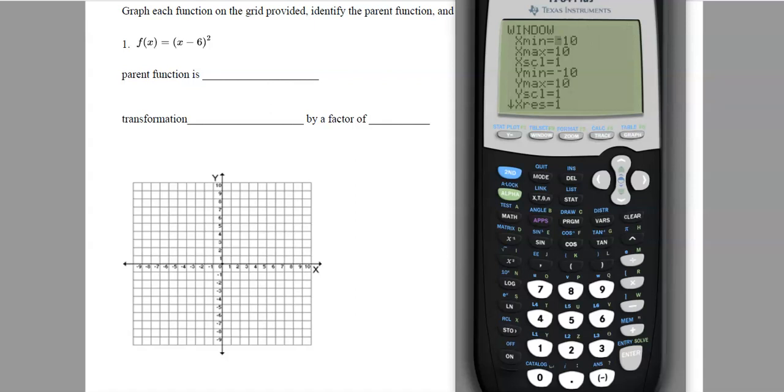So I could change my window if I wanted to. I could go in my window and maybe make it go from 0 to 10, and then maybe I do my y's from 0 to 10, and that would change it to just the first quadrant. So now when I go to graph, I have a little bit different look of things. So you could go right from there and try to graph it, but it might be easier for you to use the table. Go to second table, and I got some nice values here I could use.